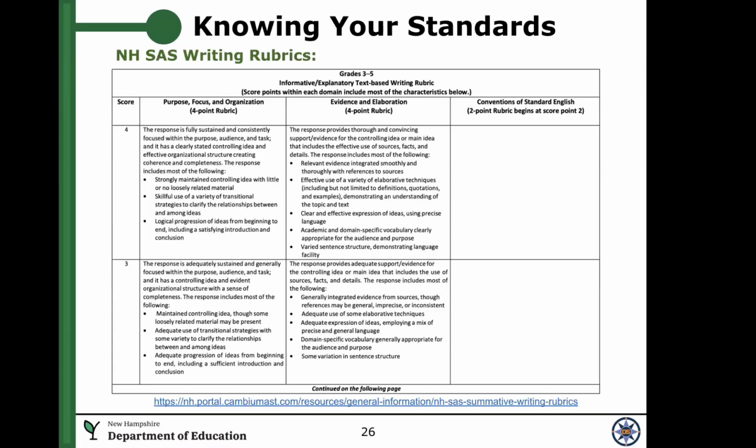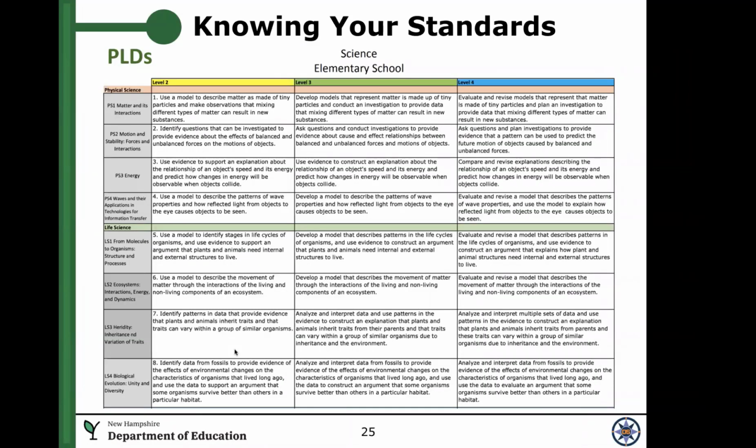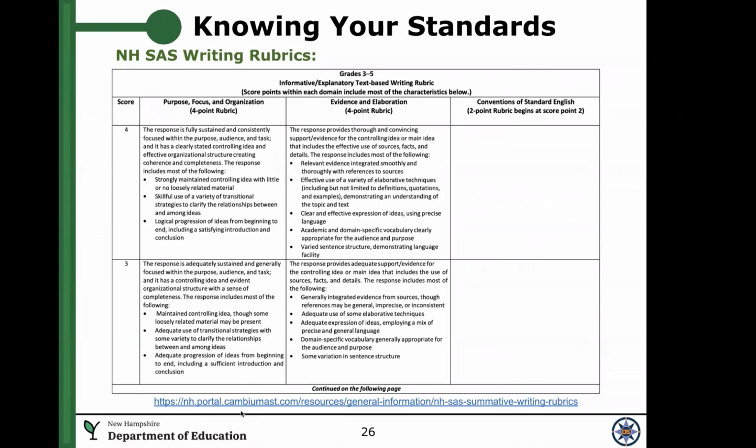In addition, there are writing rubrics for the New Hampshire SAS summative assessment. I know that this is a grade 3 through 5 rubric, but again, you can see what students need to be doing when it comes to writing. This is not just third grade that needs to do these particular things. So it's nice to see where your students are going. I put the link for where the PLDs and those rubrics are located.